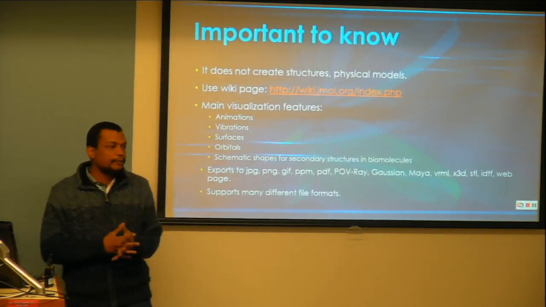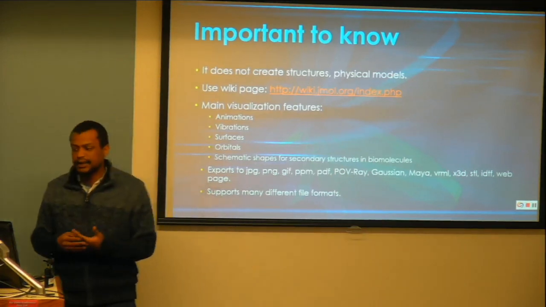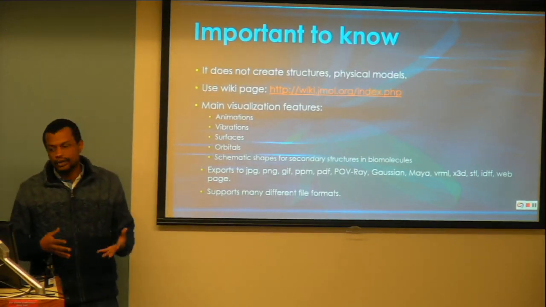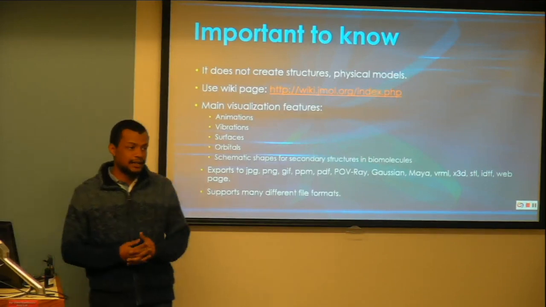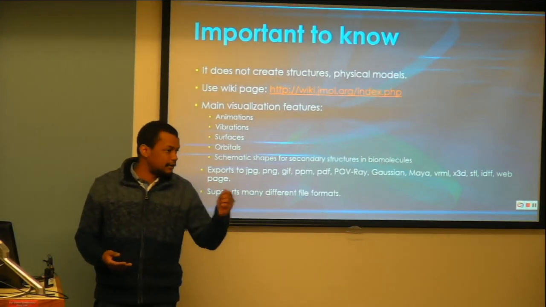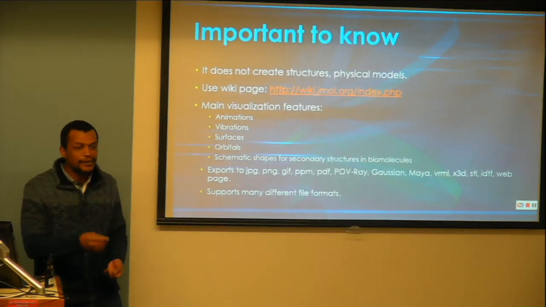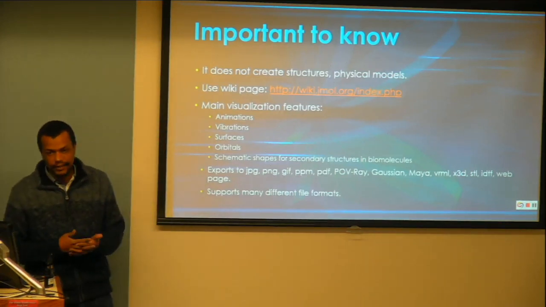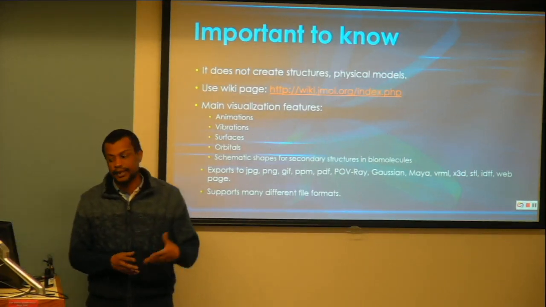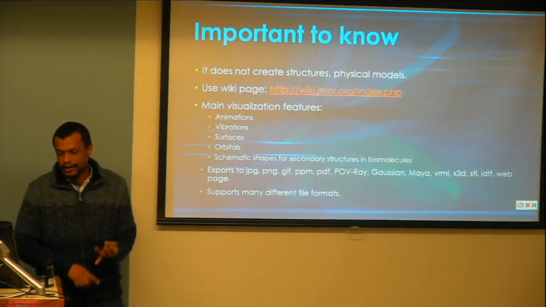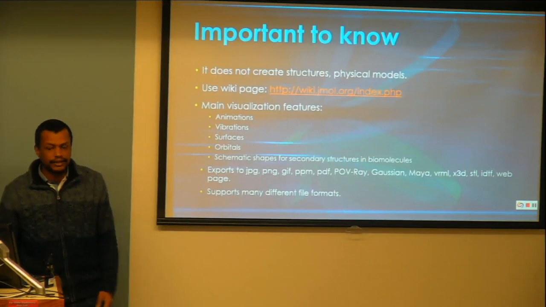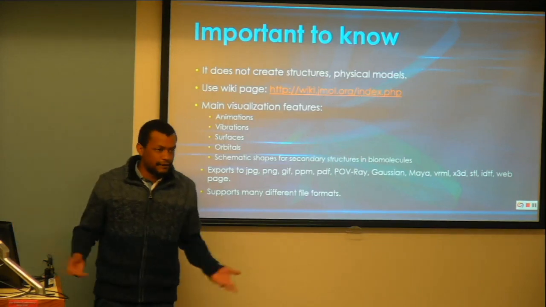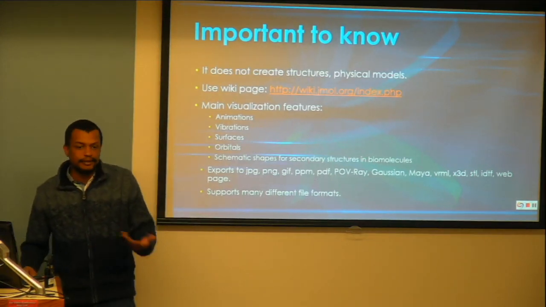One important thing to know is that it's not software that's used to create structures or physical models. It's just used to visualize them. So you need to use another program like GaussView or OpenBabel to add the hydrogens, and then you're ready to view them using Jmol. It has a lot of good features. For example, you can view animations, vibrations, surfaces, orbitals, and many other things. Another good thing is that you can export the data to many different file formats, and you can also open many different file formats.